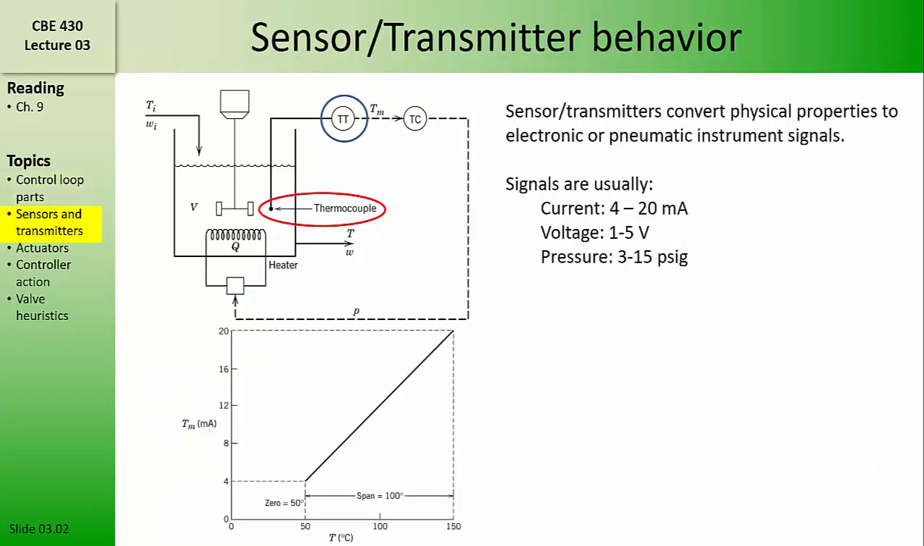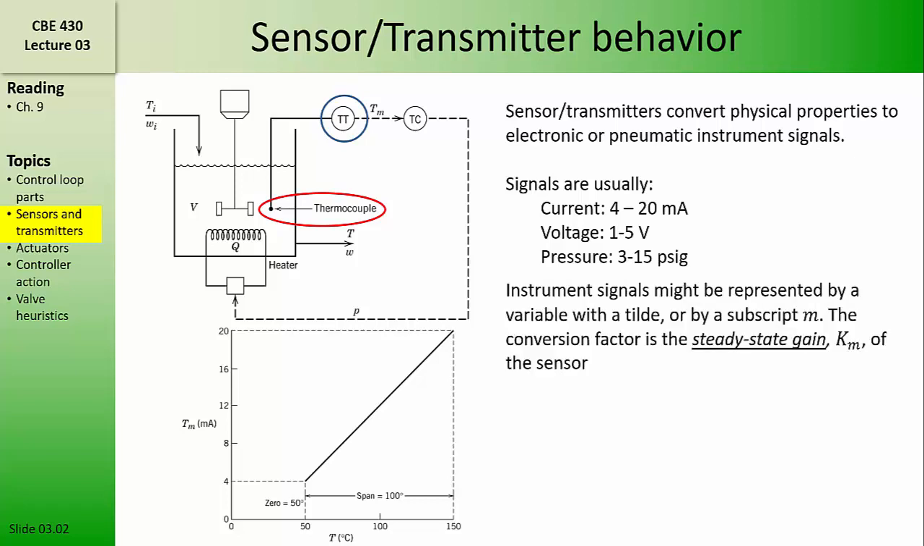Sensors or sensor transmitters supply instrument signals that are usually on one of three ranges, either 4 to 20 milliamps for current signals, 1 to 5 volts for voltage signals, or 3 to 15 psig for pneumatic signals. Instrument signals might be represented by a variable with a tilde or by a subscript m. Our textbook uses both. The conversion factor between the actual temperature and the signal representing the measured temperature is called the steady state gain, K sub m, of the sensor.